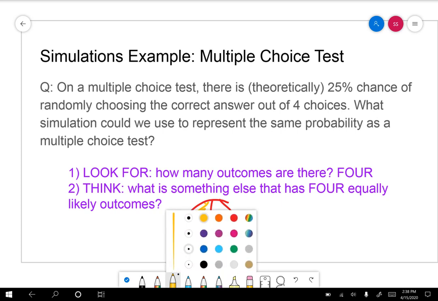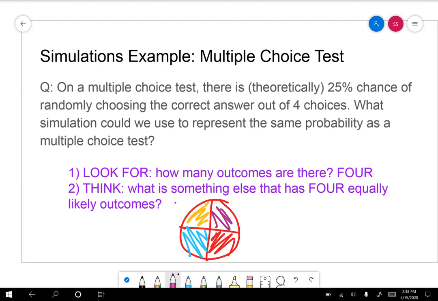Let's see here. These colors do not go very well together, but that's okay. So we know that each section has 25% chance of being landed on when spun. Okay, if we have a little spinner. Okay, this would be a lot easier to do than actually going through a multiple choice test, right?